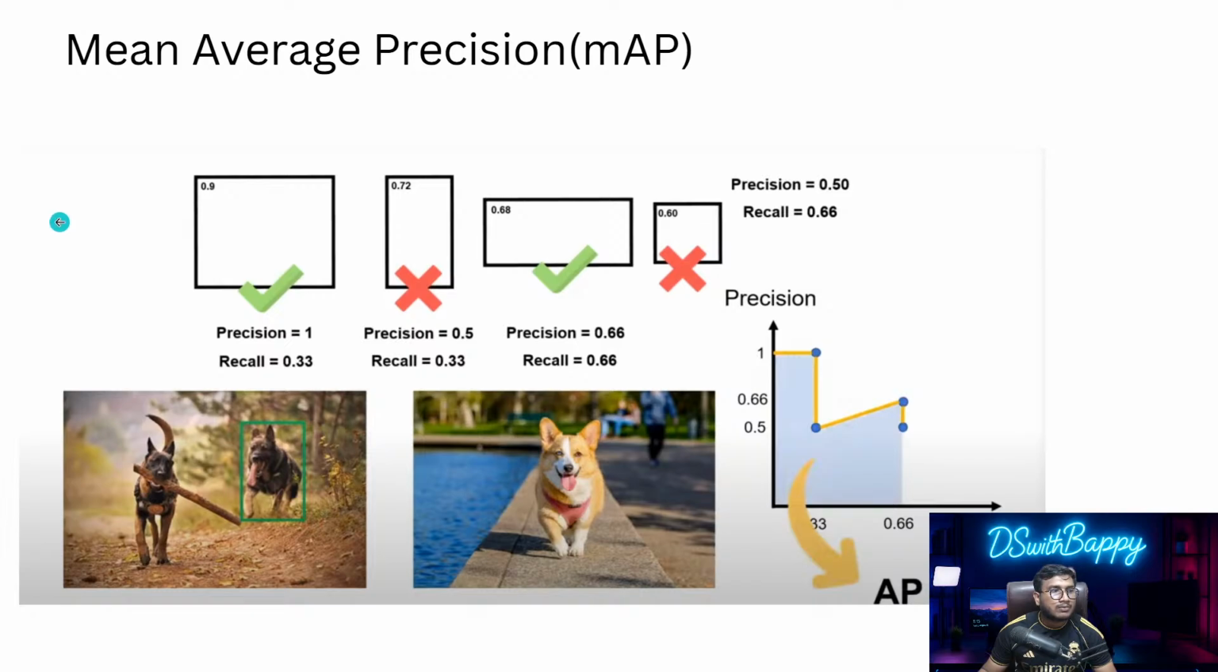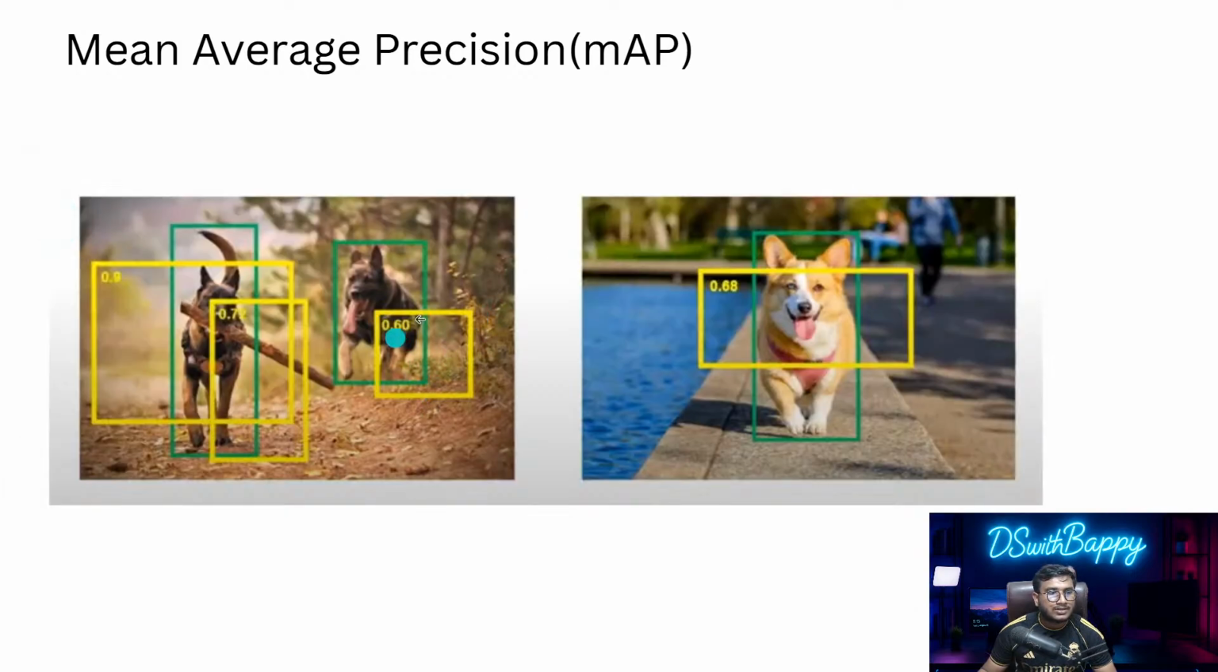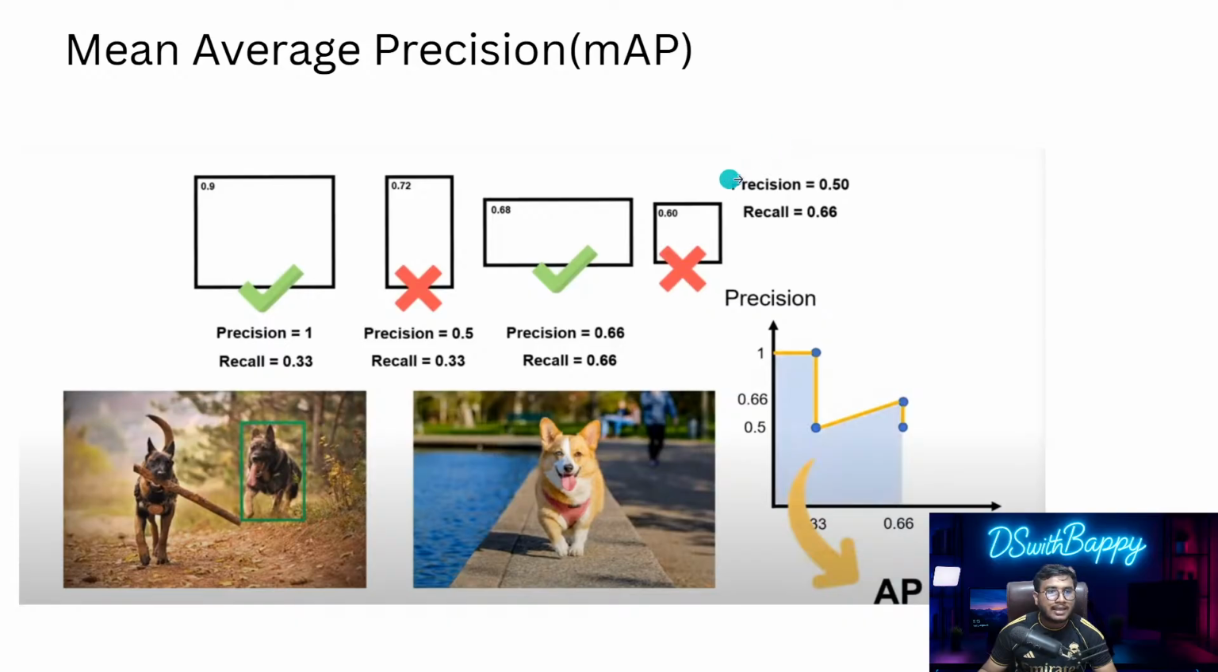Okay, now what about the last one? This one is not correct because you can see there is no object present, so I can consider this is a wrong one. And this is the precision and this is the recall. That thing you have to plot here.